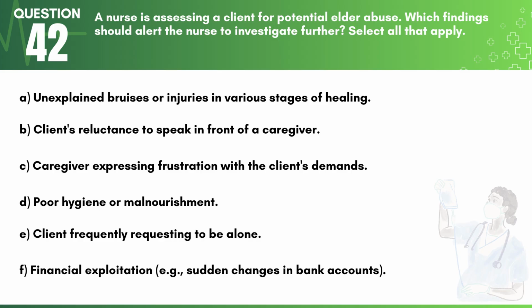Question 42. A nurse is assessing a client for potential elder abuse. Which findings should alert the nurse to investigate further? Select all that apply. A. Unexplained bruises or injuries in various stages of healing. B. Client's reluctance to speak in front of a caregiver. C. Caregiver expressing frustration with the client's demands. D. Poor hygiene or malnourishment. E. Client frequently requesting to be alone. F. Financial exploitation, e.g., sudden changes in bank accounts.